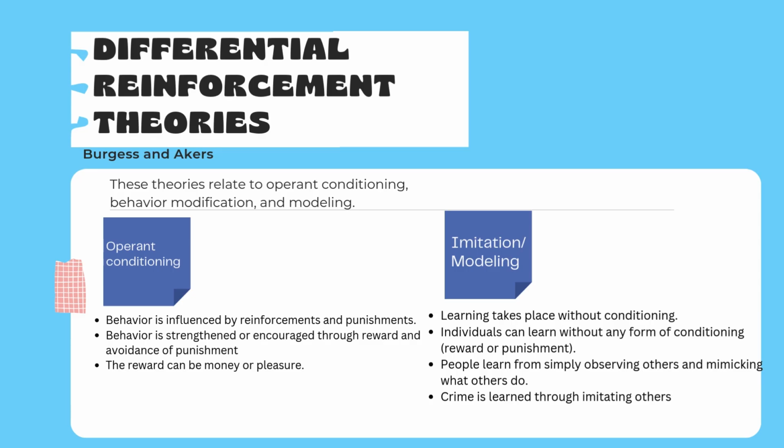So here's the big takeaway. Social learning theories argue that crime isn't random or inevitable. It's taught, modeled, and reinforced by the people around us. That means prevention isn't just about police and prisons. It's about who we surround ourselves with, who we admire, and what behaviors are rewarded in our communities.